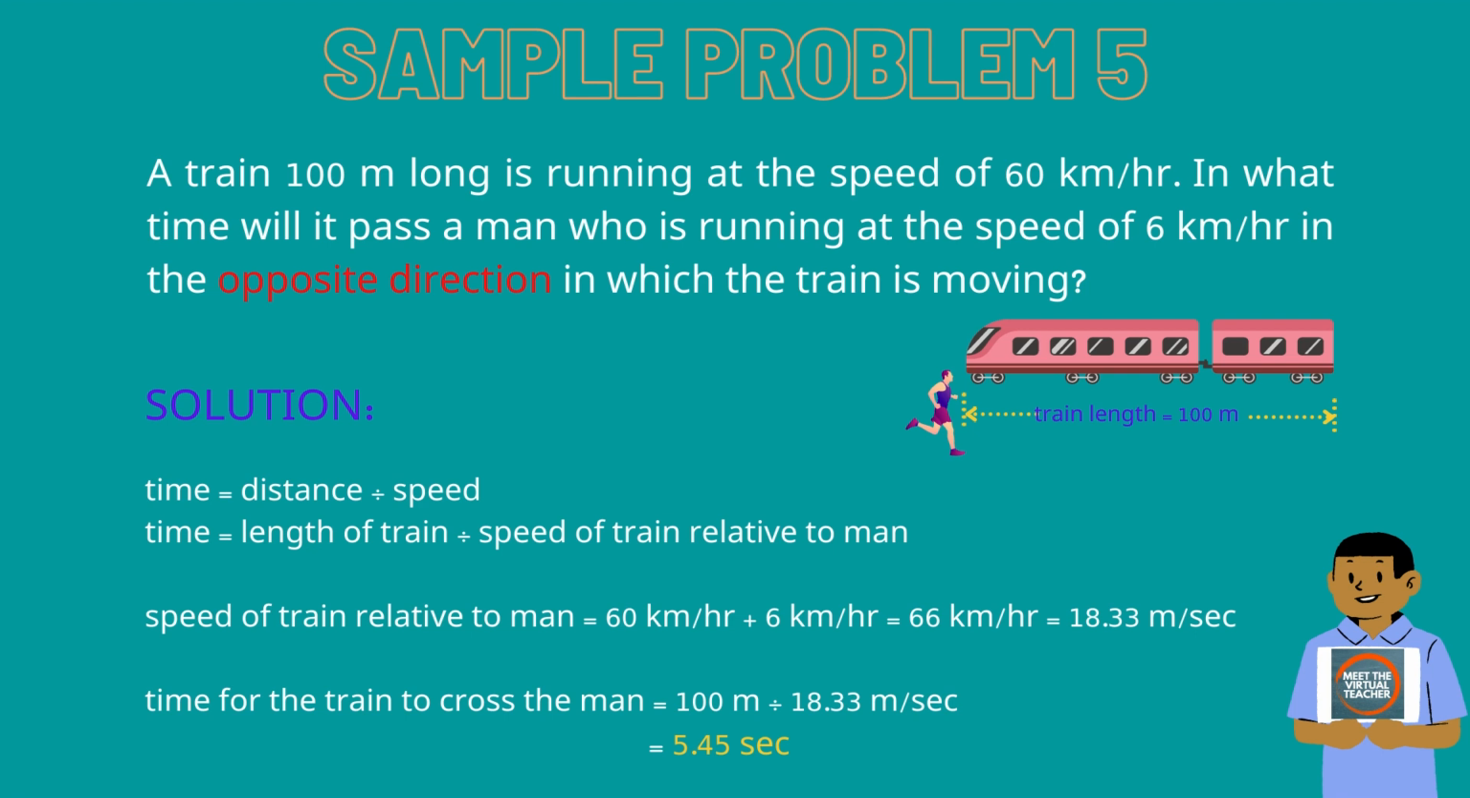So, solving for the time for the train to cross the man, it will be equal to 100 meters divided by the speed of train relative to man, which is equal to 18.33 meters per second. And this will be equal to 5.45 seconds. Therefore, it will take 5.45 seconds for the train to pass the man who is running at the speed of 6 kilometers per hour.